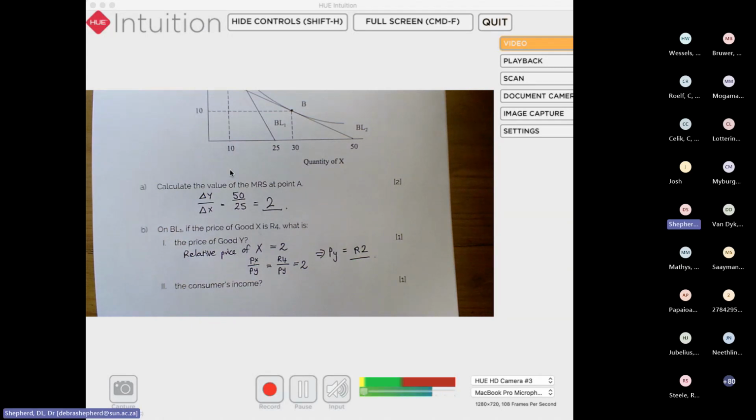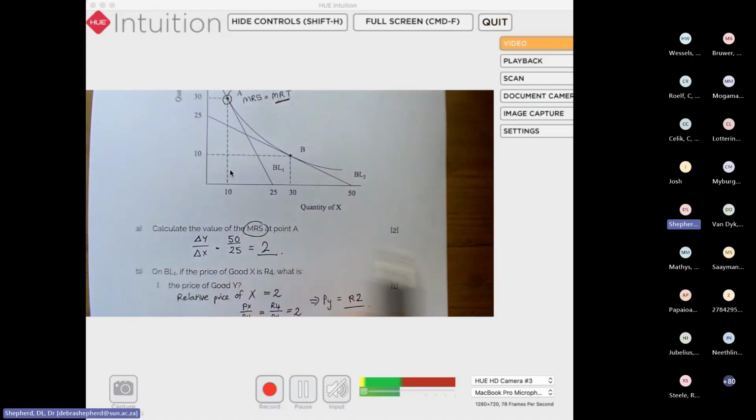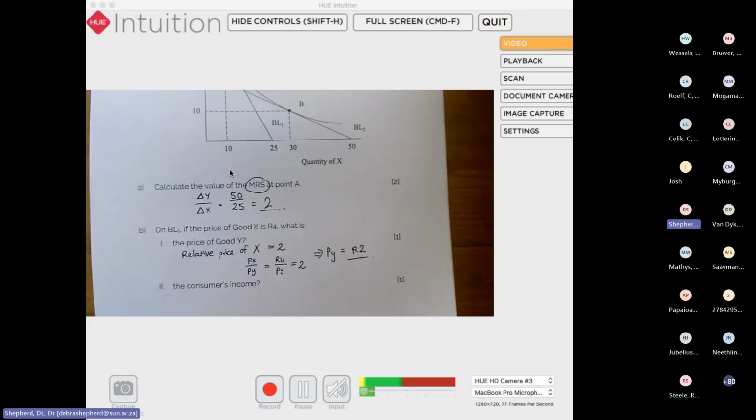Xander asks, should it not be negative at part A? So it will not be negative, because remember, even though slopes are negative, we always write our MRS and MRT values as a magnitude. So we always write these economic terms in terms of their absolute value. So yes, the slope is -2, but we always interpret it as a positive value. Technically speaking, if I calculated the slope, I would get a negative. Great. Okay, so the price of good Y is 2 Rand.